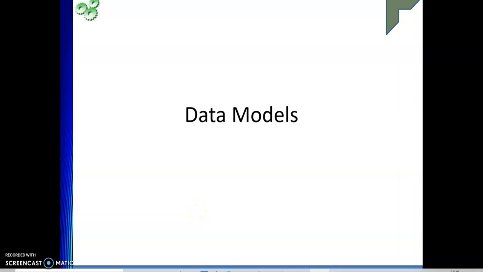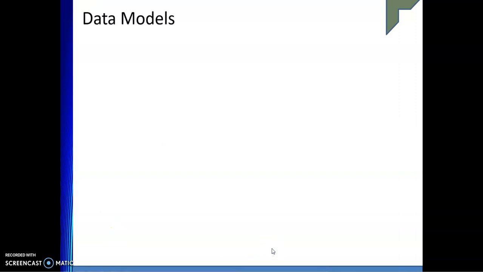So welcome back. In this particular session, we'll be talking about data models. In the last two sessions we discussed data, information, and data processing. So in this session, we'll be talking about data models. Okay, so what do you understand by data models?